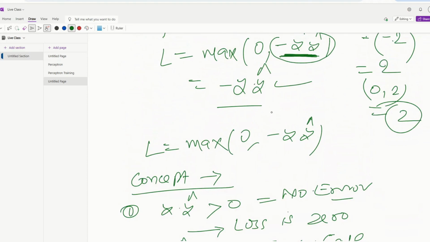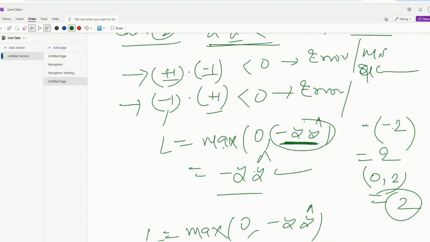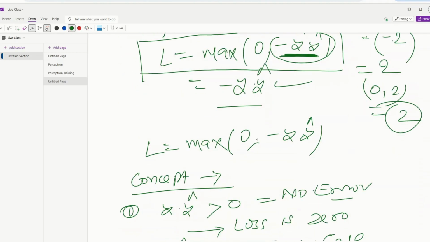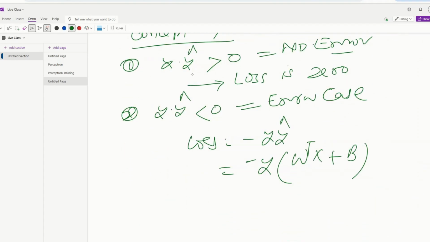So this equation I can break into two parts. If you really want to understand this equation, you can break it into two parts: the first part, when y into y predict is positive, and the second case, when y into y dash is negative. Only then will you find two roots. So now we have two roots. We can split our function into two parts. When y into y dash is positive, there is no error.